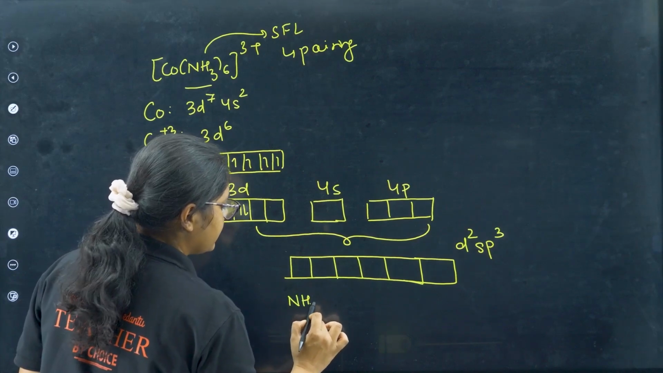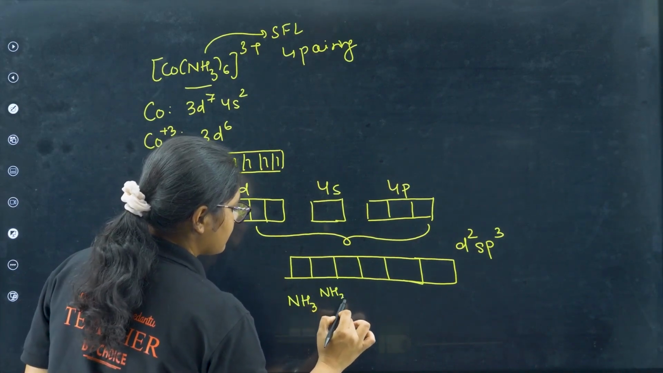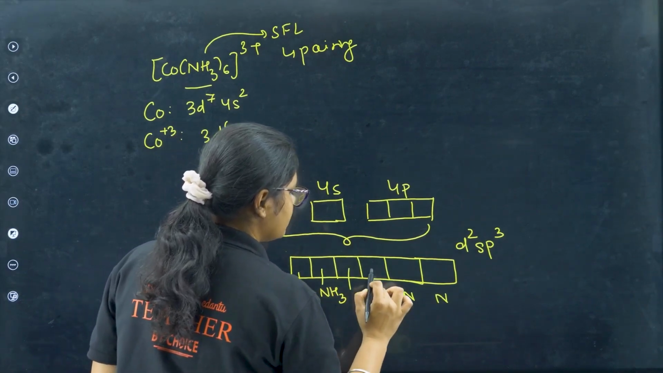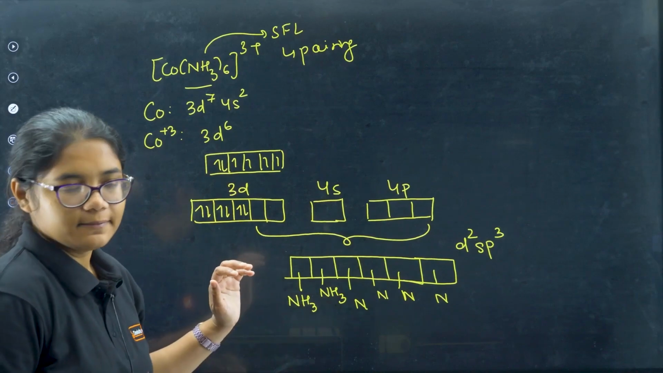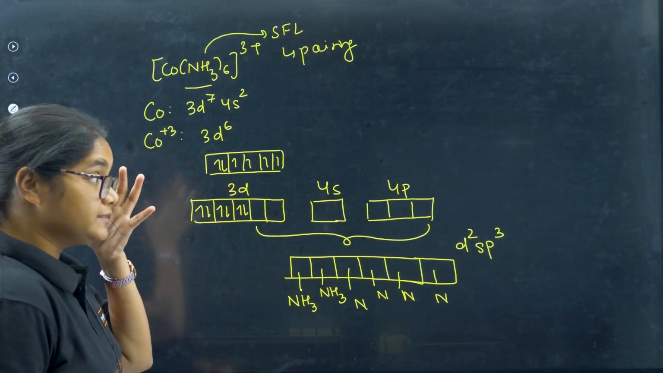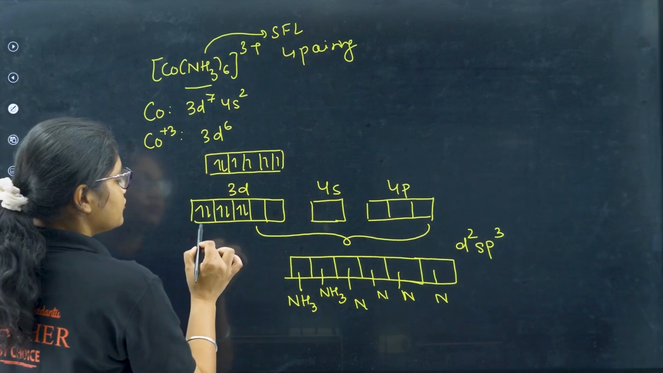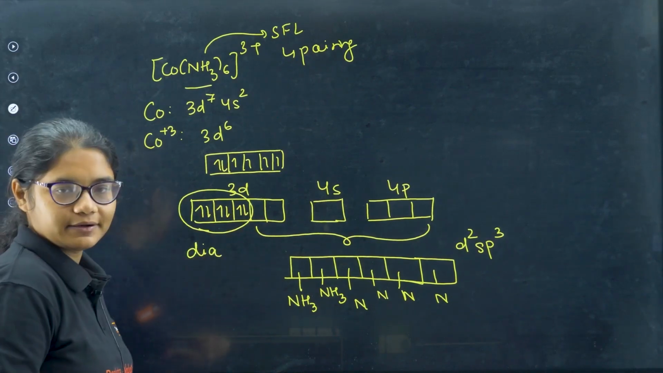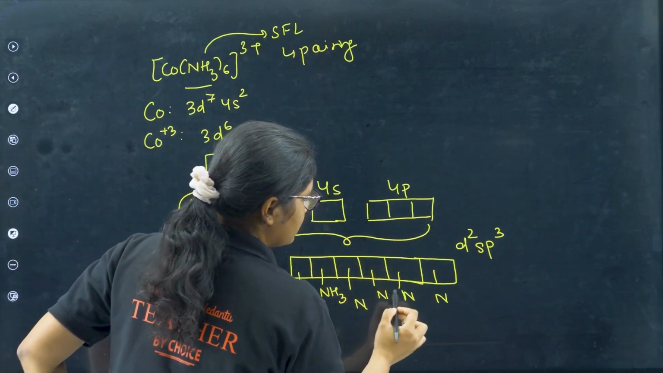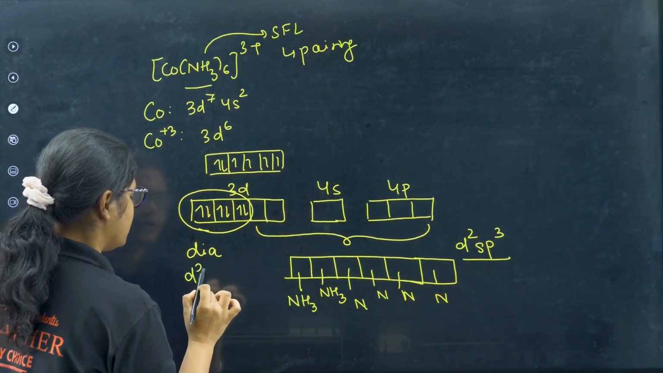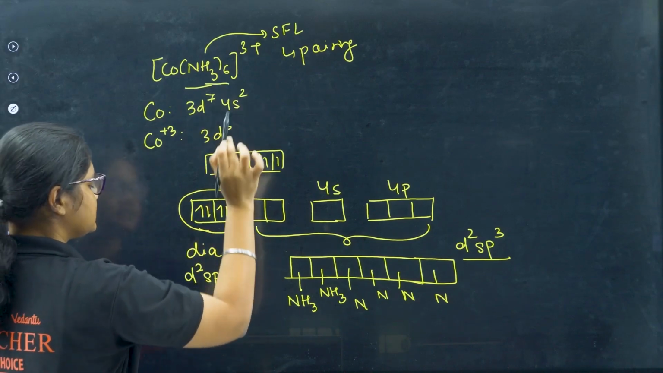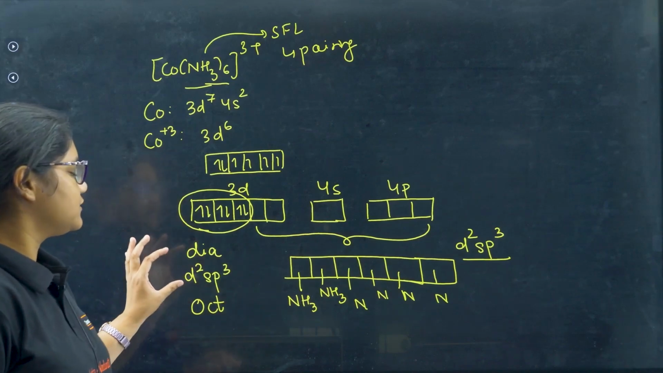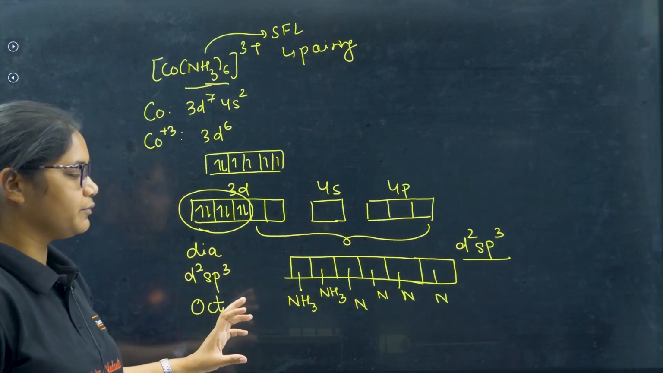So we have NH3 ligands, I'm just writing N for short. The NH3 ligands will donate the electrons here. Now you need to know about these things. Here you can see the metal has no unpaired electron, so automatically it is diamagnetic. What is its hybridization? d2sp3. The coordination number is 6, so the geometry has to be octahedral, whether it is d2sp3 or sp3d2. So these are the things that will be asked in the question.